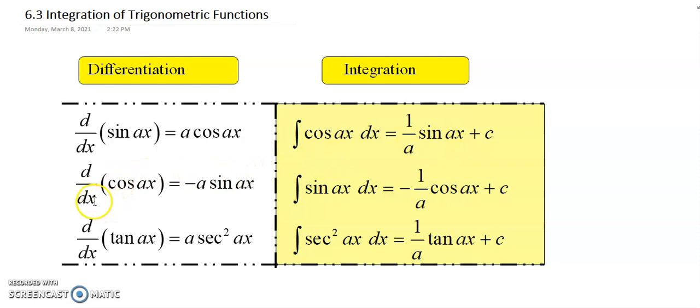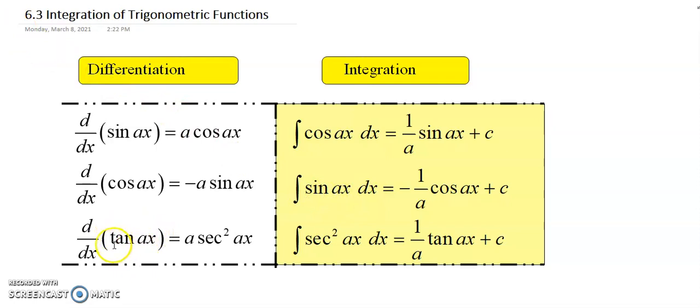The second one is differentiating cos ax, you have a negative a sine ax. So remember there is a negative sign here. When I integrate sine, I have to move the negative a to the other side. I got my negative 1 over a of the cos ax. Because we differentiate cos, we get sine. Integrate sine, we definitely will get back the cos. Remember to divide by a, and because of differentiating the cos, you get the negative, meaning that integrate sine, you get a negative cos.